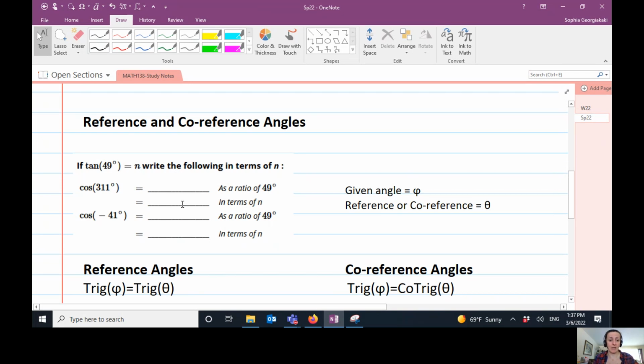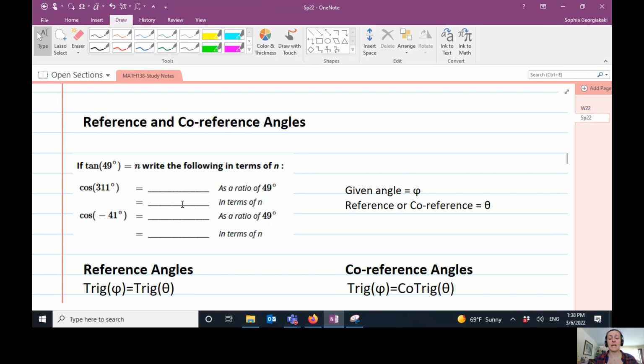And to introduce the concept of how these problems will be solved, we need to understand what is a reference and what is a co-reference angle. So they will have a problem where you are asked to find the value or an expression for the trigonometric function of a given angle. So your given angle, we will call it phi in this video. And in this particular problem, it is the angle of 311 degrees. And another given angle is the angle of negative 41 degrees.